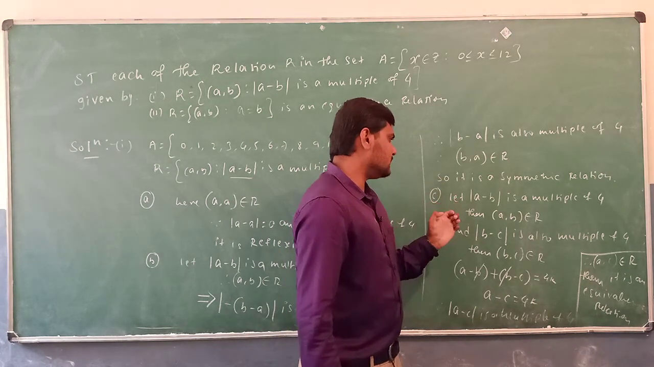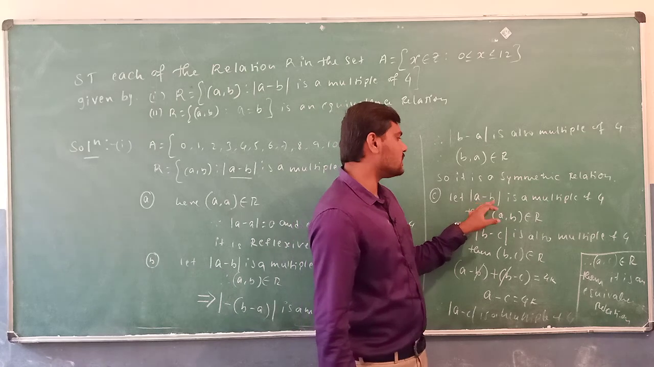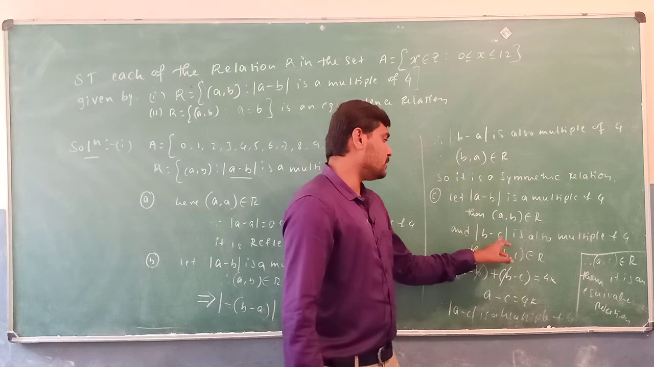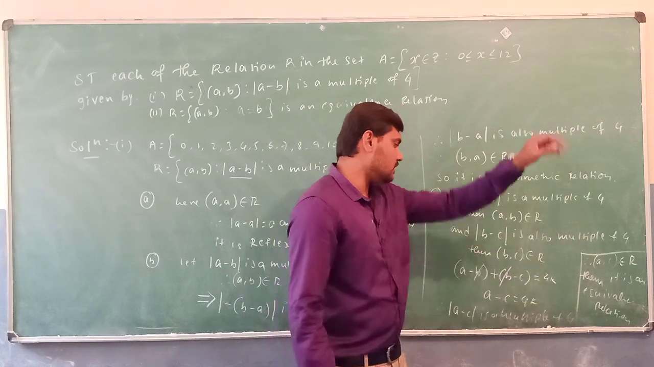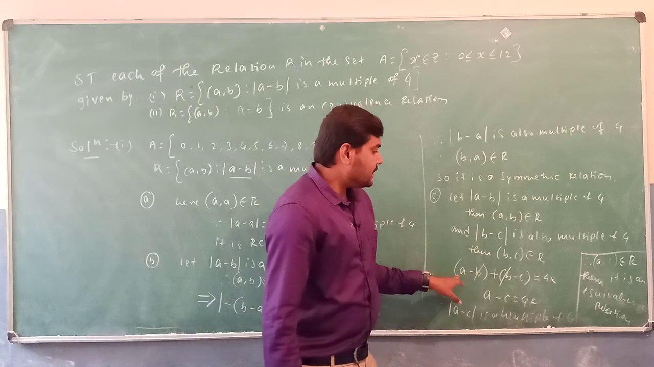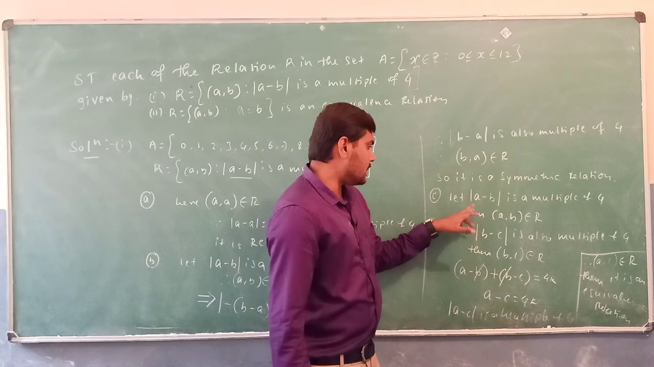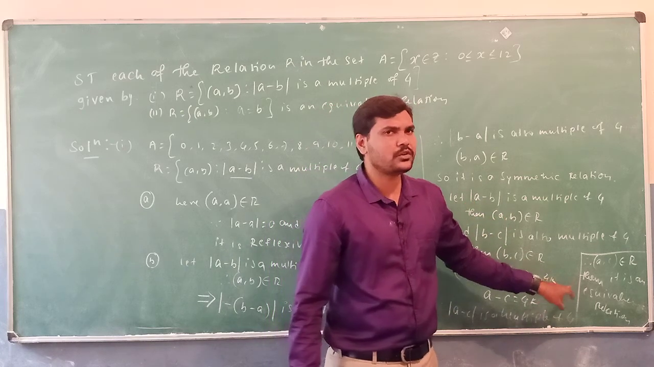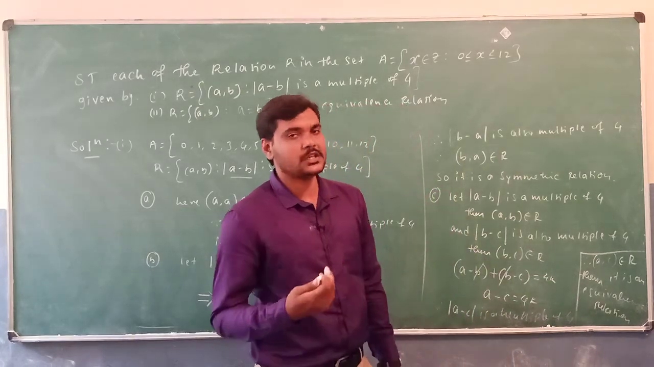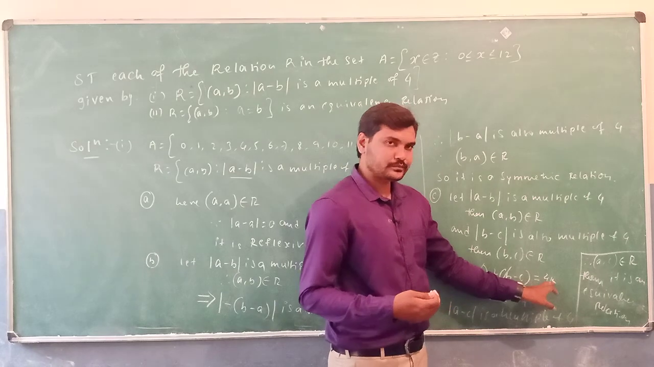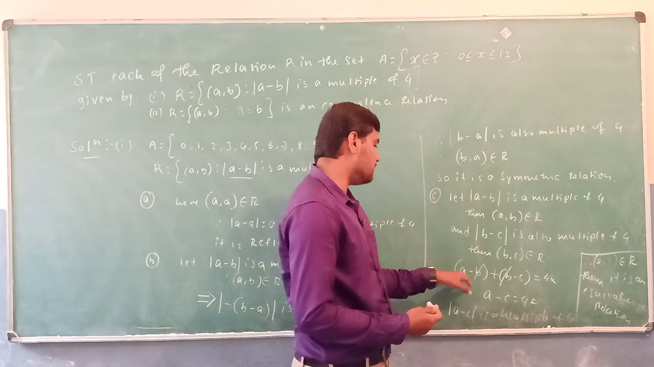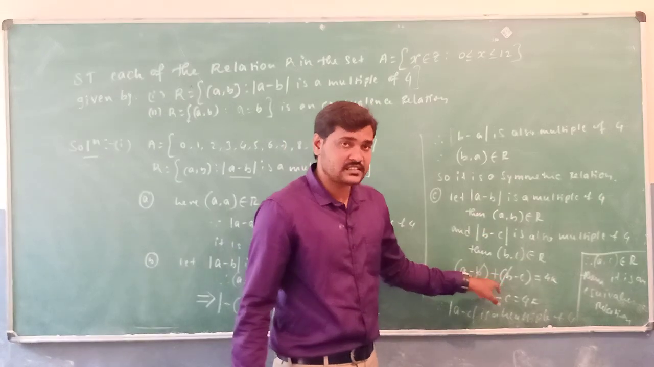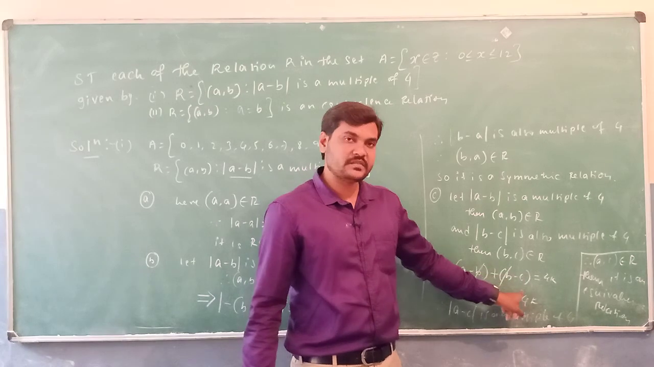Let me take the third one, the transitive relation. Here the modulus of a minus b is a multiple of 4, then a comma b also belongs to R. Suppose the modulus of b minus c is a multiple of 4, then b comma c also belongs to R. Then I am just adding two terms, a minus b as well as b minus c. So it's equal to 4k. I am saying 4k because k is going to be some term, where 4 into something is going to give the value of a minus b plus b minus c. So here the plus b and minus b cancel each other, then it's going to be a minus c.